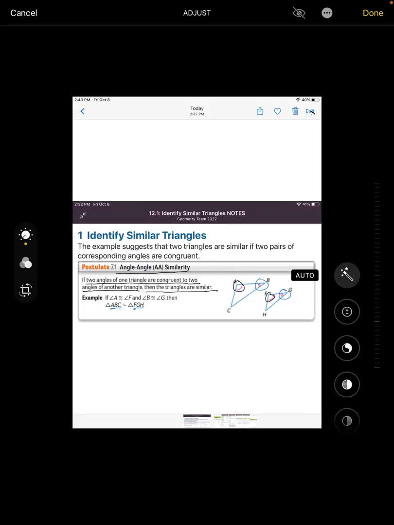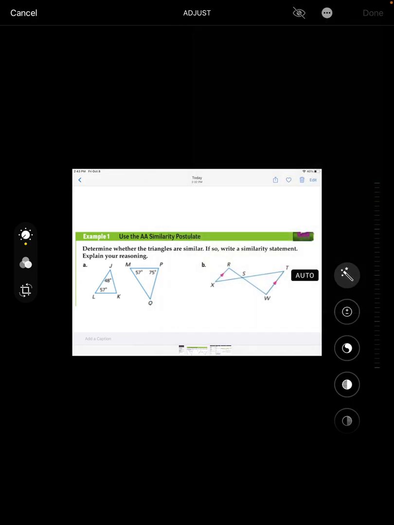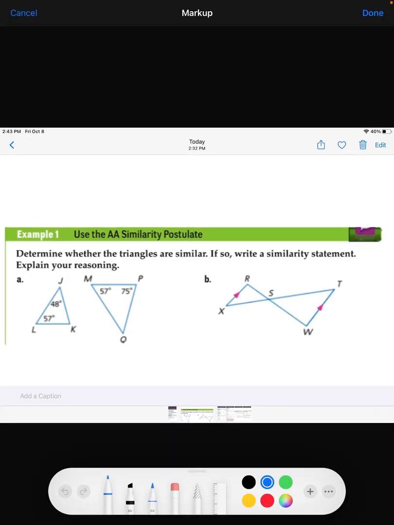Let's look at an example of how to apply this. Determine whether the triangles are similar. If so, write a similarity statement explaining your reasoning. Okay, so we can see here that L and M are equal to each other, but J and P are not. 48 does not equal 75. So let's take a look at what these angles right here are equal to.